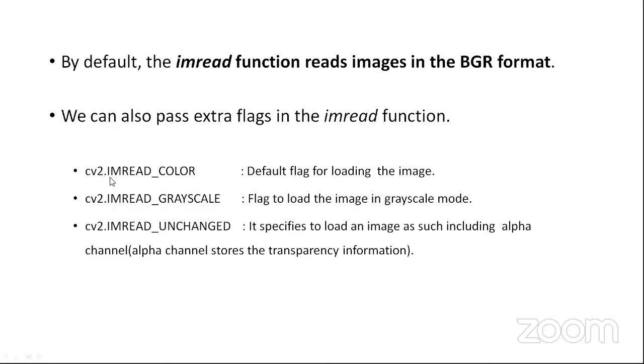So we have cv2.IMREAD_COLOR, which is the default, and IMREAD_GRAYSCALE, if you want to read the image in grayscale format. And this is IMREAD_UNCHANGED. Basically, if your image has some sort of transparency in it, then you need to include one more additional channel called the alpha channel. That's where we use the IMREAD_UNCHANGED flag. So this is all.